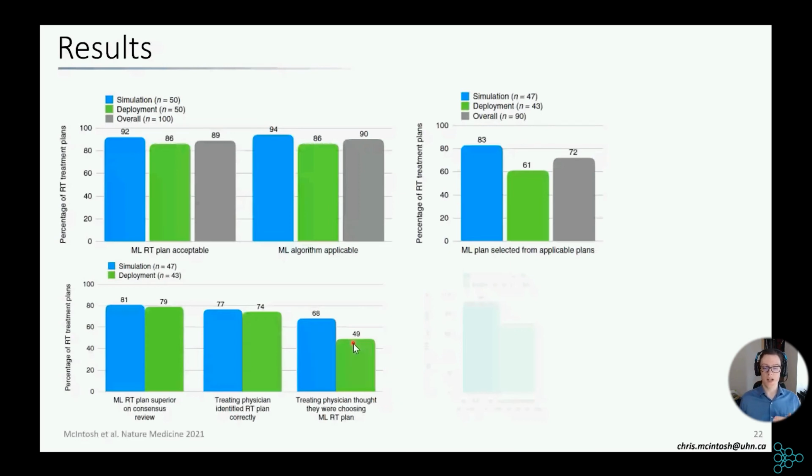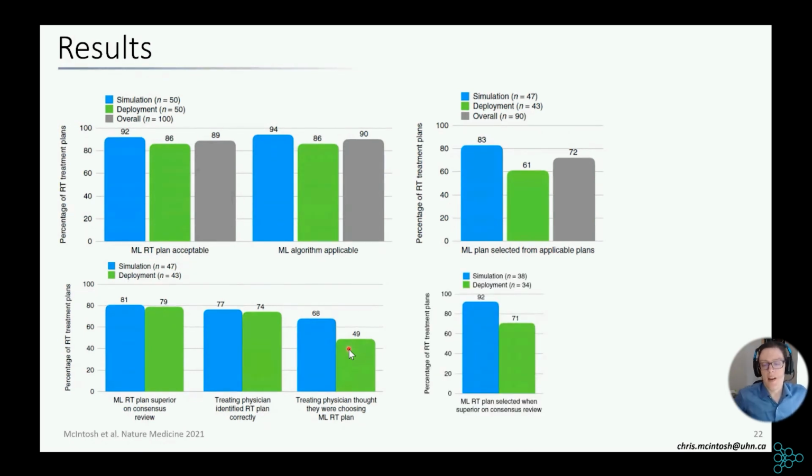What that actually represents is that during the simulation phase, they picked a plan they liked, and they were overall 83% likely to have picked the machine learning plan. And they thought it was the ML plan 68% of that time. However, during the deployment phase, it was only 49% of the time when they picked machine learning that they thought it was machine learning. So they actually picked machine learning and thought it was a clinical plan. So they had some level of bias, a disbelief about machine learning being clinically acceptable.